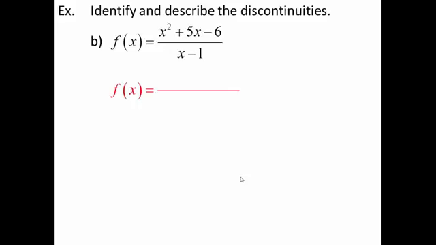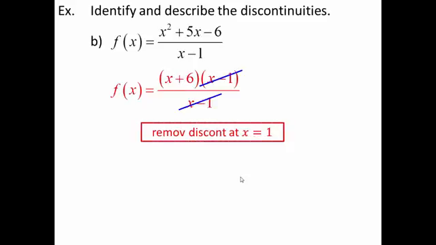Just like before, we'll start by factoring everything out. The top factors into x plus 6, x minus 1. Bottom we don't have to do anything with, but that tells me I only have one discontinuity at x equals 1. And since it cancels with the x minus 1 on top, that makes it a removable discontinuity.